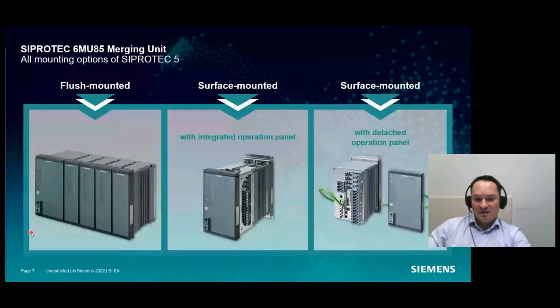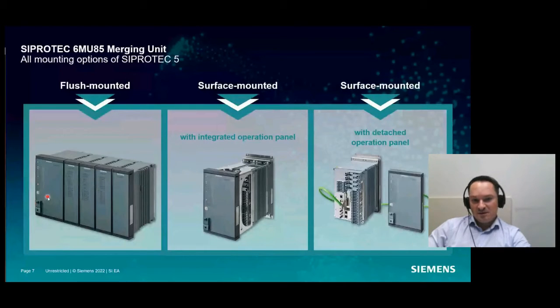And as you can see, we have the same mounting possibilities: flush mounted, surface mounted, and also surface mounted with detached panel. Additionally, these merging units can be equipped with an LCD display. Also, it can have push buttons for controlling primary equipment. So this merging unit can also act as a bay control unit.